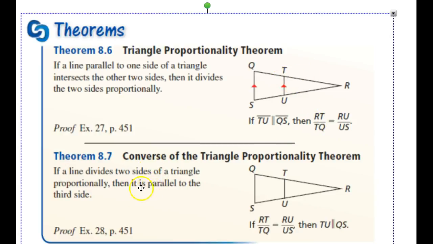So looking at the converse, I know that if this line divides the triangle proportionally, so if I know the proportions of RT and TQ and the proportion of RU and US, and they're equal, then I know that the lines are parallel. So that's my converse. So we're really looking at lines parallel to one side of the triangle. It doesn't matter which side.